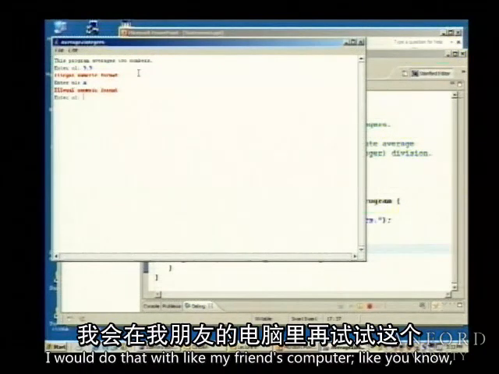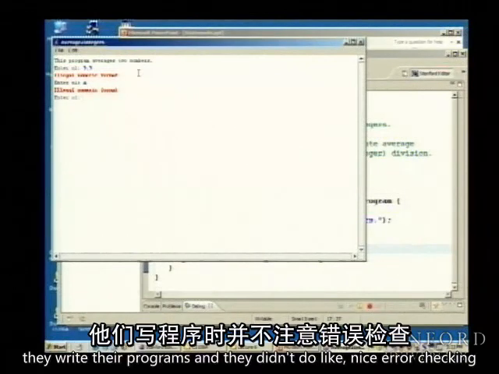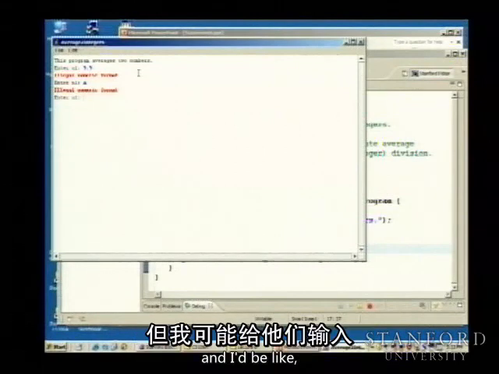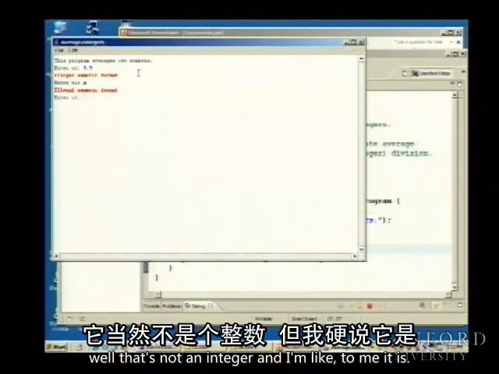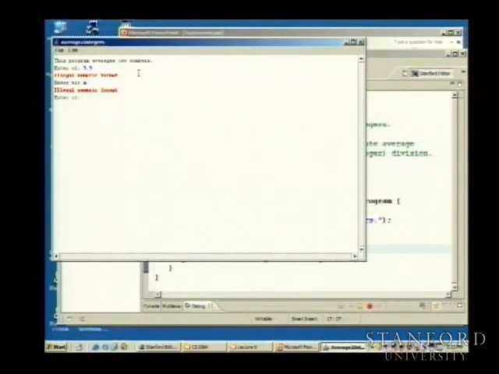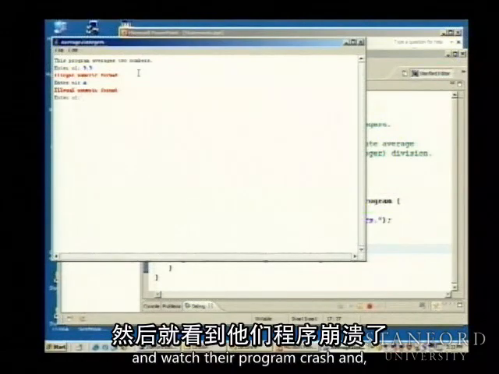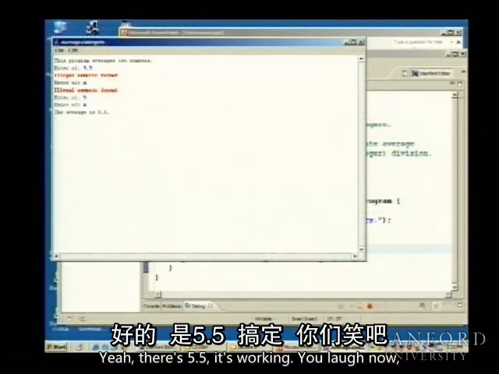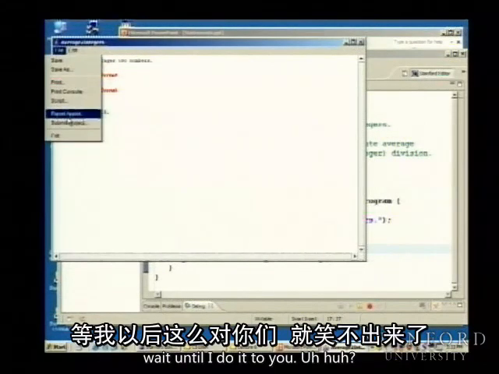I would do that with my friends' computers. They would write their programs and they didn't do nice error checking, and they'd be like, give me an integer. And I'd be like, how about A? And they'd be like, well, that's not an integer. And I'm like, to me it is. And I put it in, watch their program crash, and, you know, I was mean. Yeah, there's 5.5. It's working now. You laugh now. Wait till I do it to you.